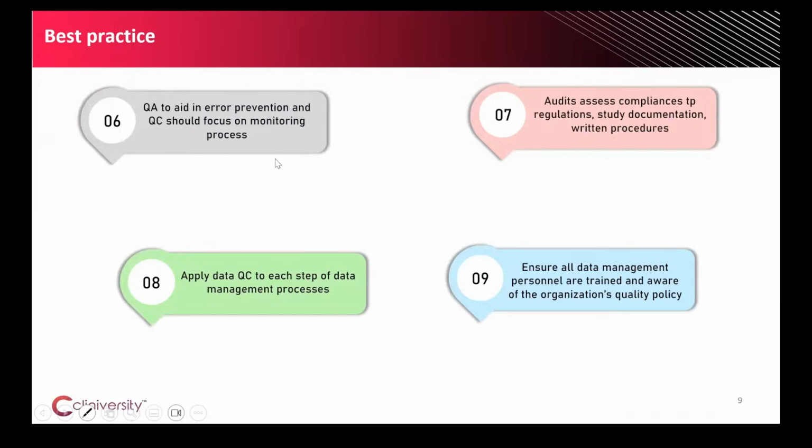The next one is for the QA to identify any error preventions, and quality control processes should be in place to focus on the monitoring. So where quality assurance is all about having those milestones or guidelines set on how to prevent an error, quality control should also be inbuilt into the system to regularly check how compliant we are with our documented processes and compliance.